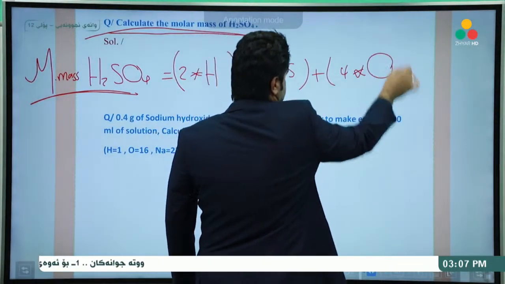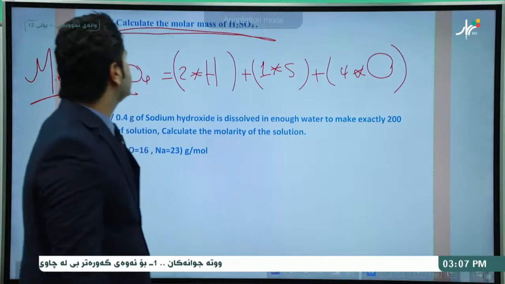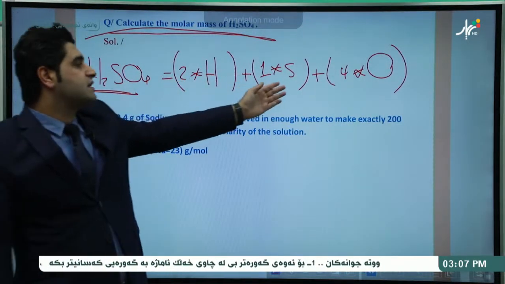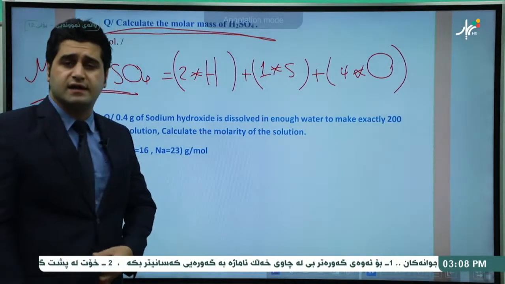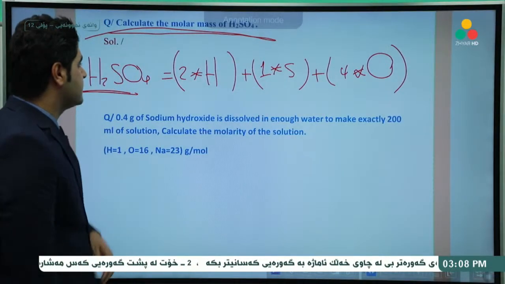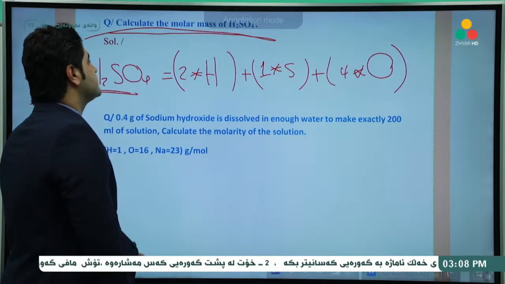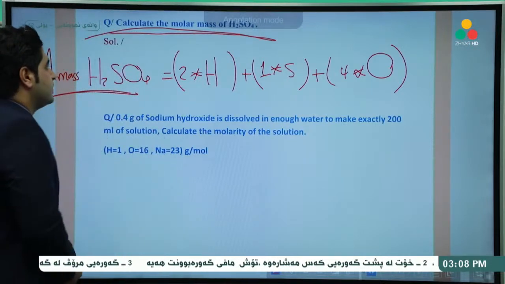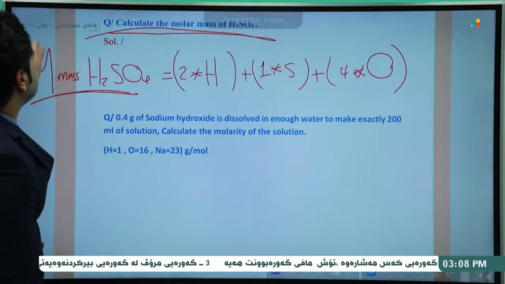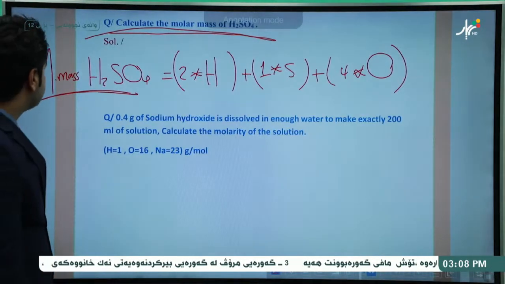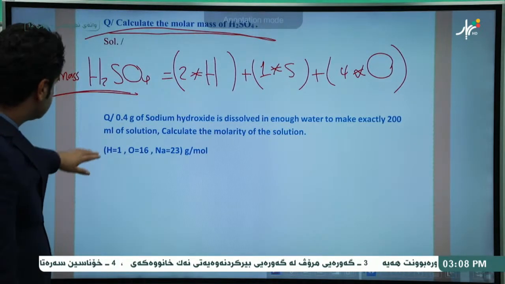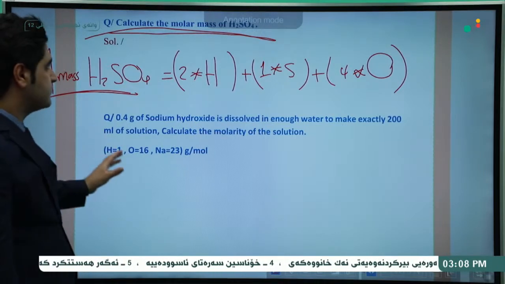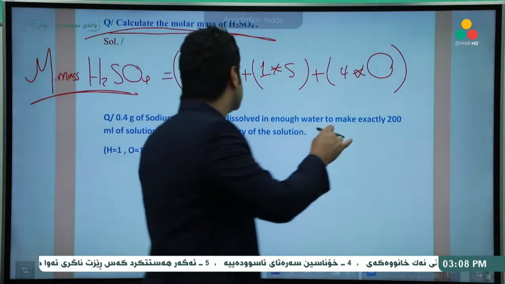4 times oxygen. Well, how can we get the atomic mass of hydrogen, sulfur, and oxygen? Don't worry about that. It will be given in the question. The atomic mass of each atom should be given in the question. It needs to be written here, but because I prepared that notebook, sometimes it misses some information, so now we can add this information also.